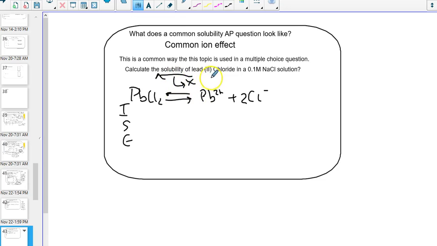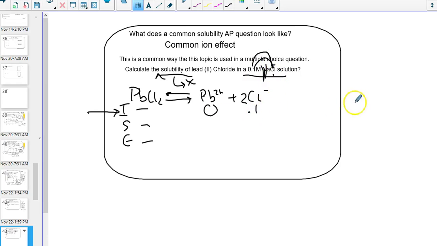In lead chloride, which already has a 0.1 molar sodium chloride, now I mentioned that sodium doesn't care, but the common ion here is the chloride. So this is initially, now they're giving me an initial concentration. Lead doesn't matter. This is 0, but this has 0.1, because there's one of them in there. 0.1 times 1 is 0.1.